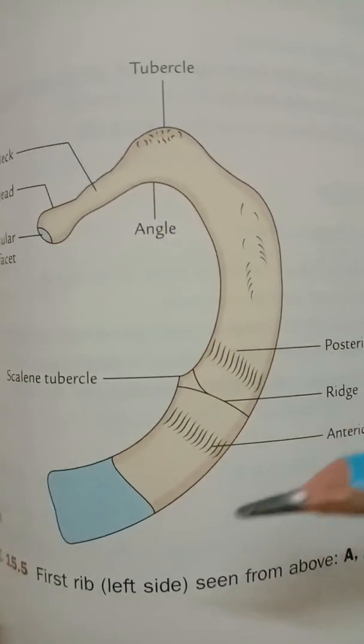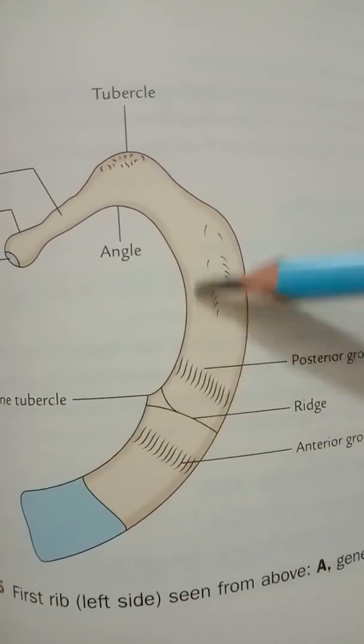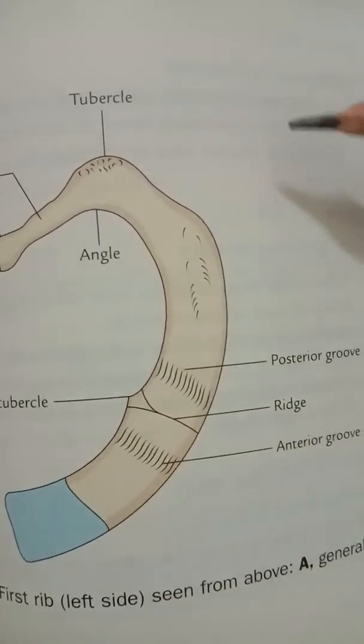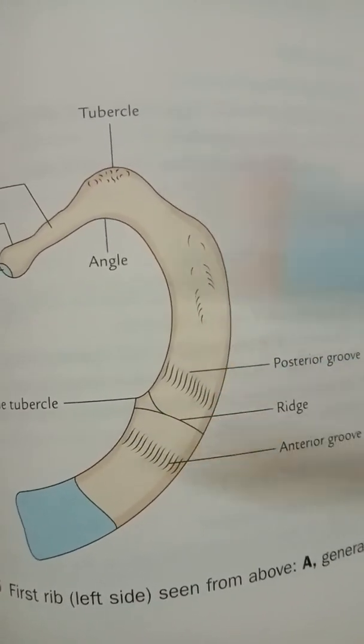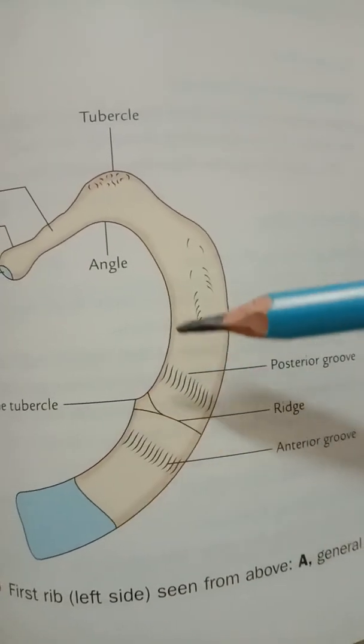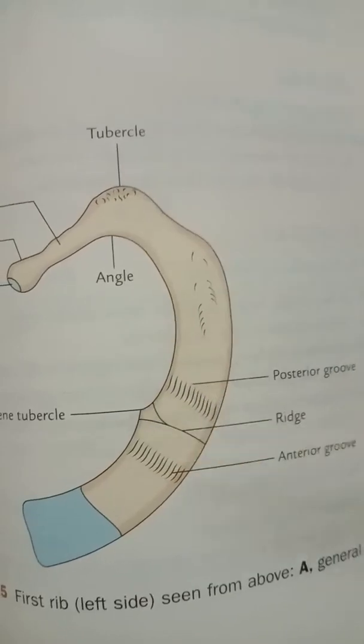Then the borders of the rib. This is the outer border and that is the inner border. The outer border is convex, thick behind and thin in front. Then the medial or inner border is concave.